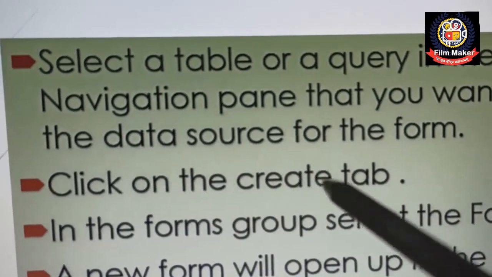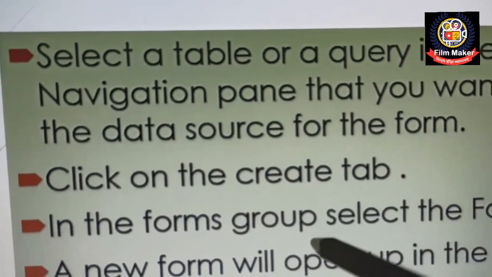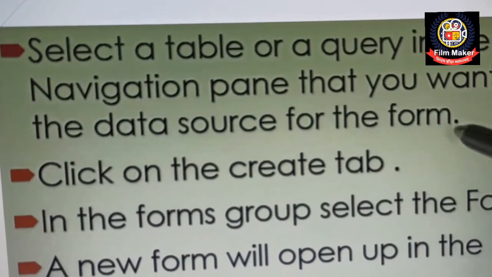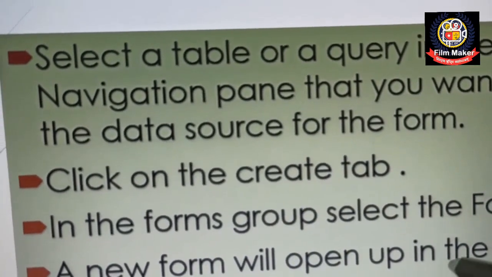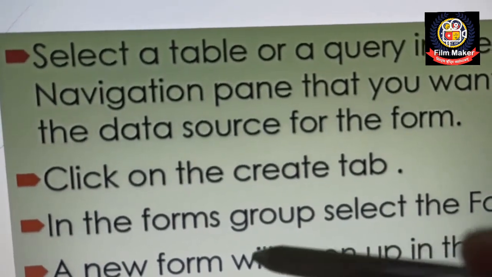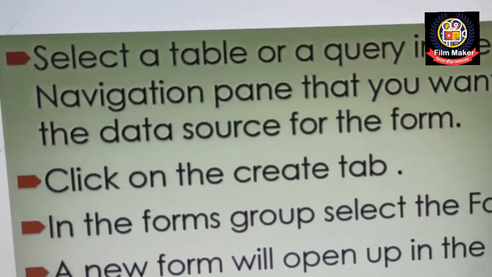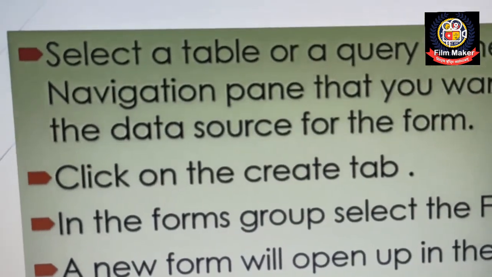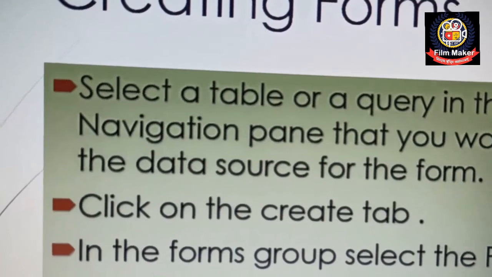Then click on the create tab. Once you select the table, go to the create tab. Then in the form group, you will get an option that is the form button. Once you click on the form button, a new form will open up in the layout view. जैसे ही आप फॉर्म बटन पे जाके क्लिक करोगे, आपका फॉर्म ऑटोमेटिकली जनरेट हो जाएगा एंड जो फॉर्म आपका अपीयर होगा, दैट व्यू इज कॉल्ड एज लेआउट व्यू. Okay, because that is the default view in which your form will open up.